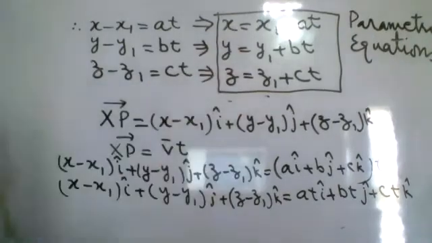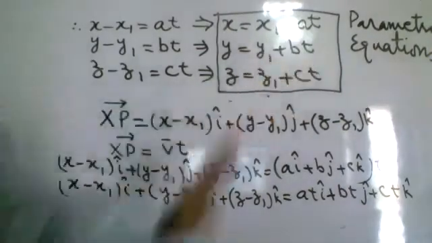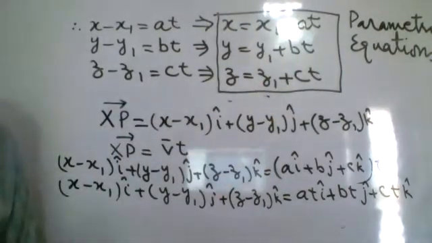So these are the parametric equations of a straight line which is passing through a given point x1, y1, z1 and parallel to the given vector v equal to ai plus bj plus ck. So this is the parametric equation of that line.